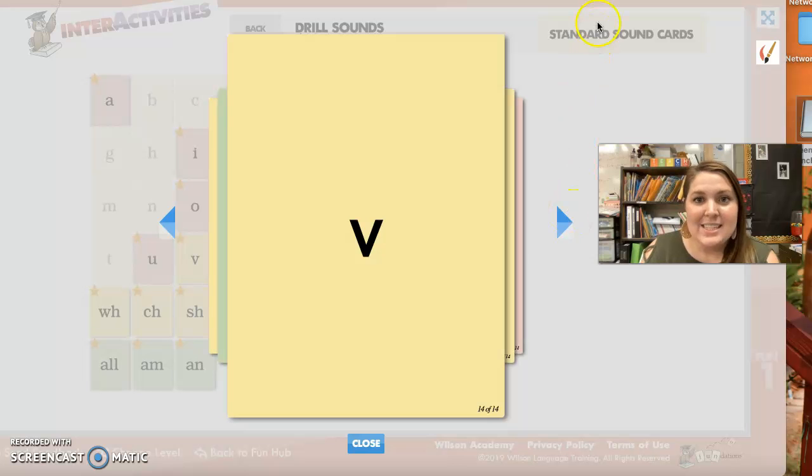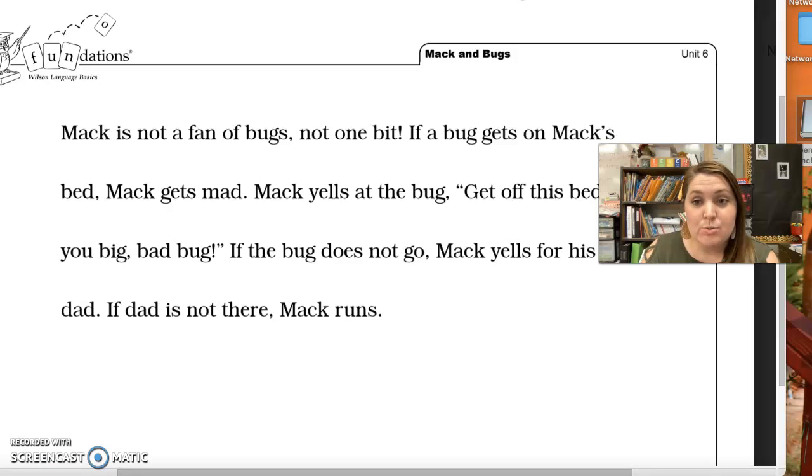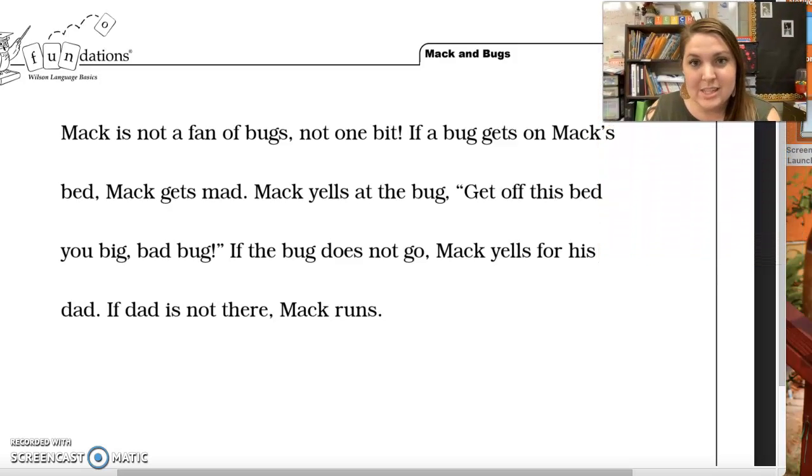All right, the next thing that we're going to do is we are going to read a story. Now, we read this story last week, and that's okay. It's okay to read a story more than once. This story is called Mac and Bugs. All right, get your reader voices ready.